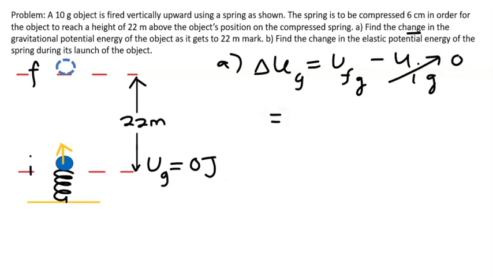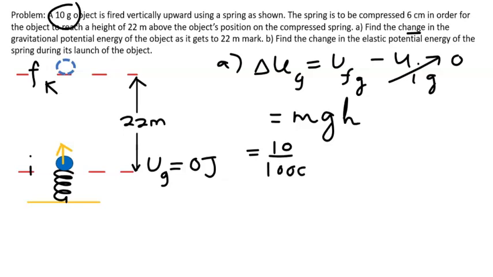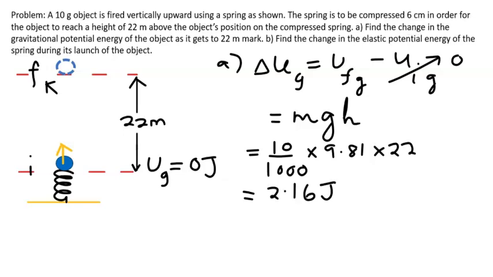So the change in gravitational potential energy is quite simply the gravitational potential energy at the final location. And that is simply given by mass times gravitational acceleration times the height from the 0 joule level. Now we know the mass. Mass is 10 grams, so let's change that into kg by dividing it by 1,000. Gravity is 9.81, that is the gravitational acceleration. And the height from the 0 joule level is 22 meters. And that will give you the answer, which is 2.16 joules. Now let's do part B.